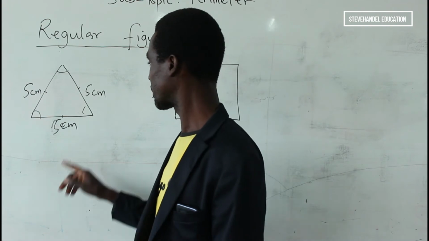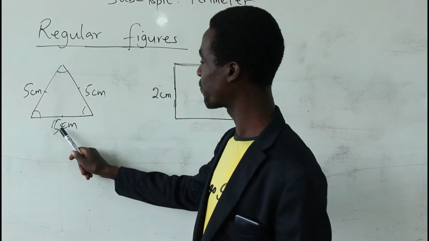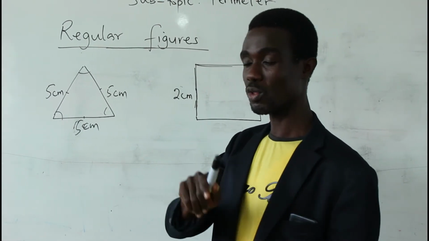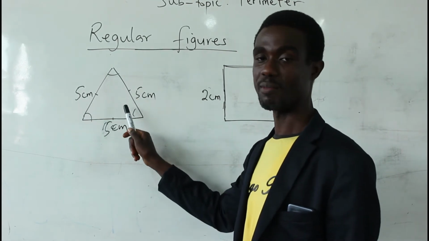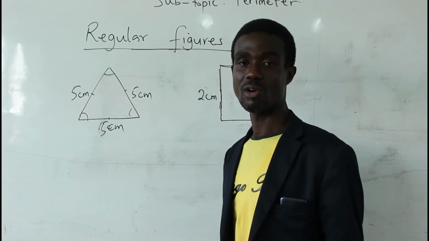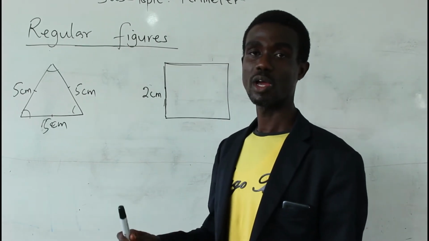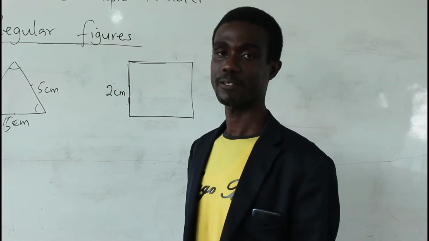The same way with this. When you have only 5 on one side, you should know that all the other sides have the same dimension. That's okay with regular figures. Let's move on to irregular figures.